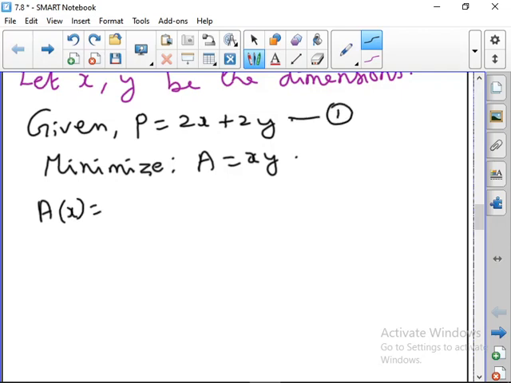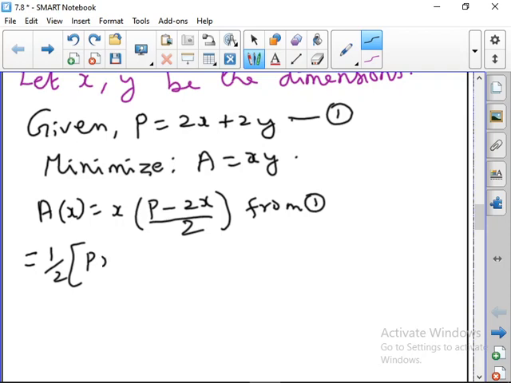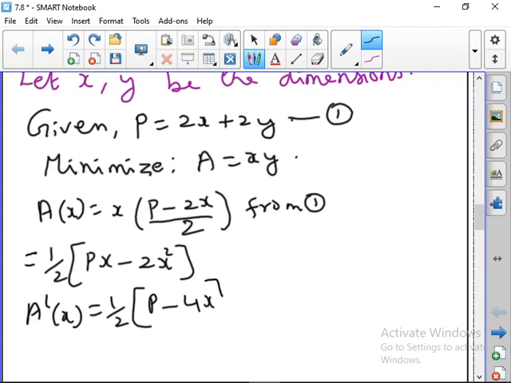So from 1, how can we write y? P minus 2x by 2. So now we can take 1 by 2 outside. So A of x is equal to 1 by 2 into px minus 2x square. So what about A dash of x? A dash of x is 1 by 2 into p minus 4x.